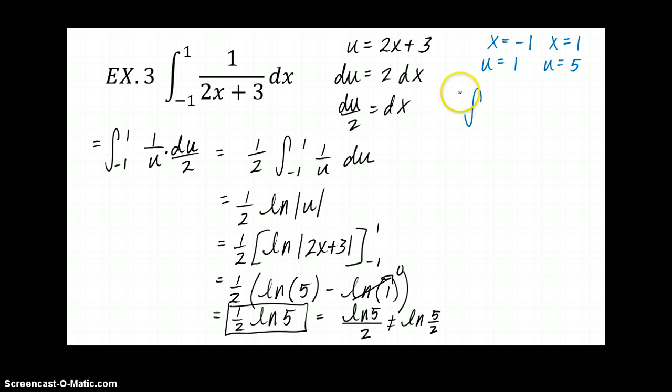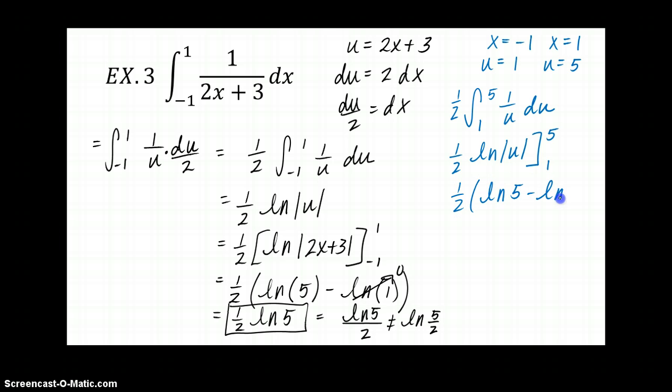The true u substitution would be 1/2, with -1 in terms of u equal to 1. When x equals 1, u is equal to 5. Changing the boundaries just eliminates having to resubstitute at this step. So instead of changing u back to be 2x plus 3, we can just keep u because our boundaries are in terms of u as well. And you'll see we get the exact same answer. Okay, so 1/2 ln of 5.